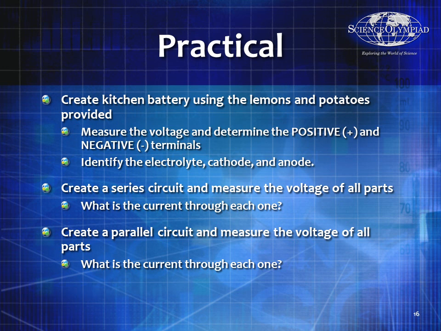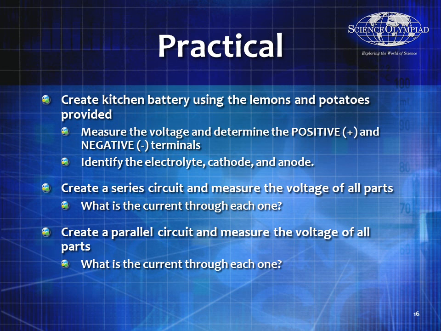Now, for a practical, what I'd really like for your coaches to do is to provide you some simple materials so that you can try to create a kitchen battery. Use some of the ones from earlier, either a Coke one, a saltwater one, a lemon one, a potato one, etc. Measure the voltage and determine which is the positive and which one's the negative. Identify which part of the electrolyte, which part's the cathode, which part's the anode. And yes, I want you to look those up as well. I'd like you to create a couple of these that are the same and then create a series circuit, so that you can see the different voltage between a single cell and a multi-cell battery.